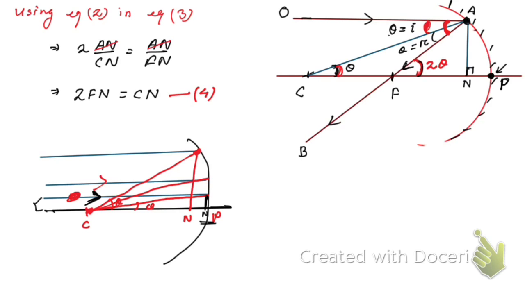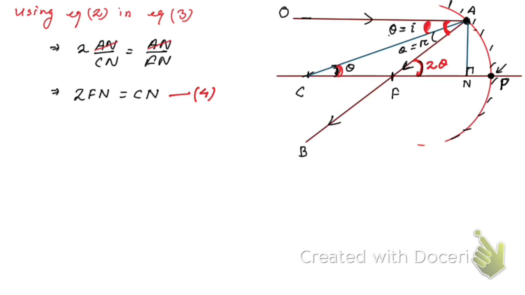Though we have drawn this far away from the principal axis, to draw the diagram clearly I have drawn it here, but we have to assume that this line is very close to the principal axis, like that. Okay, hope you have understood this. So in that case, n must be close to P. Okay, very close to P, right?